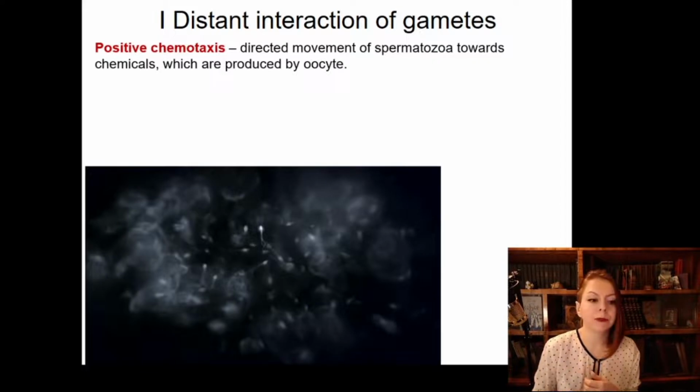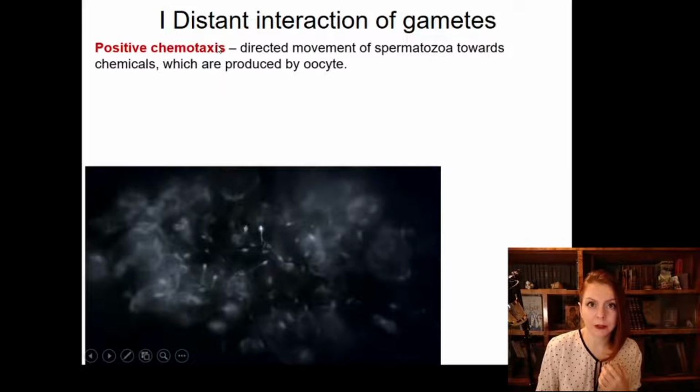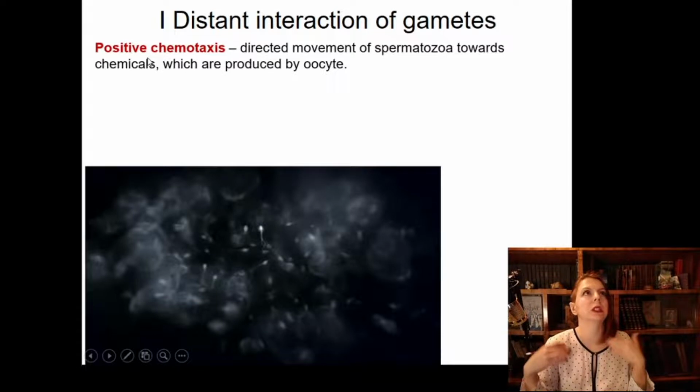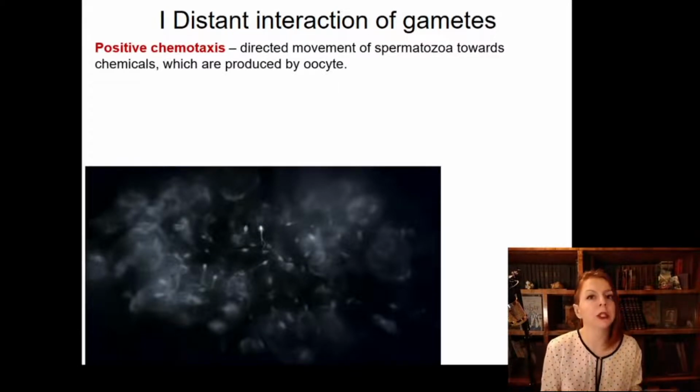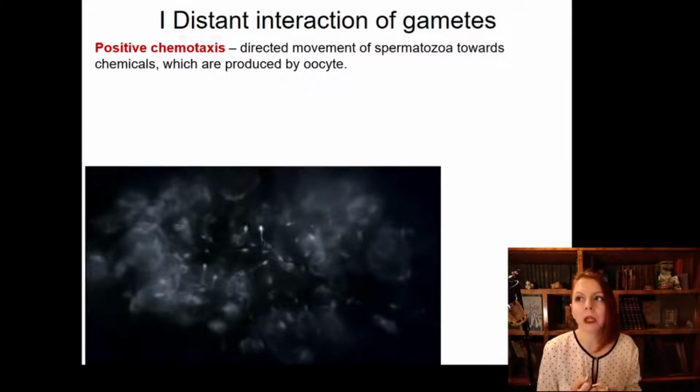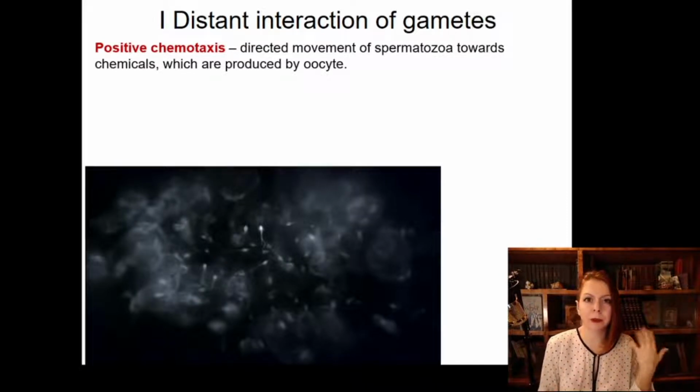What does it mean? Chemotaxis means that chemicals attract the spermatozoa. Positive means that they attract. Negative would mean that they deter. In the case of spermatozoa and oocyte, oocytes produce chemicals attracting spermatozoa. And this phenomenon is called positive chemotaxis. Something like spermatozoa smell the oocyte and they move towards the smell. So they choose where to go.